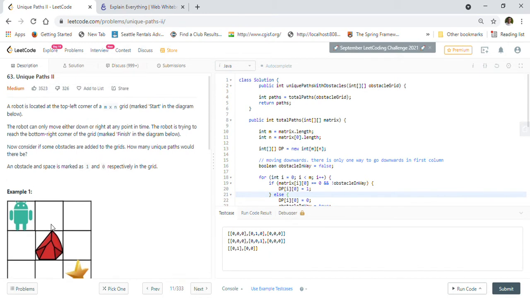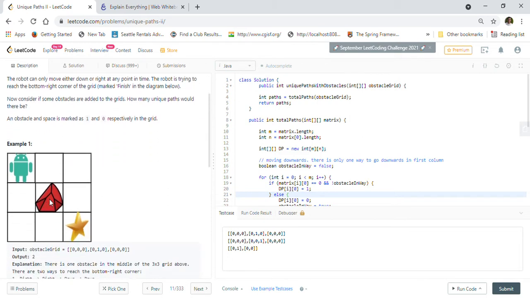So let's just quickly read this description. A robot is located at the top left corner of an m by n grid marked start in the diagram below. The robot can only move either down or right at any point in time. The robot is trying to reach the bottom right corner of the grid marked finish. Now consider, if some obstacles are added to the grids, how many unique paths would there be? An obstacle is a space marked as 1.